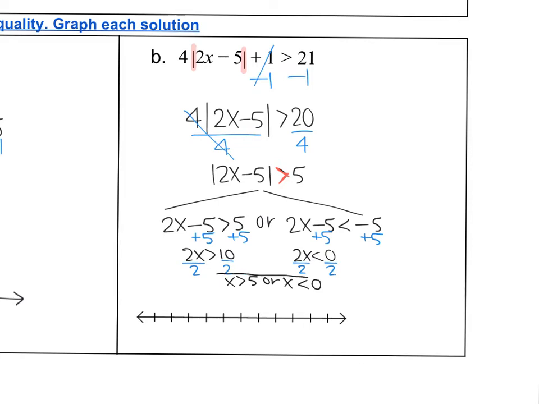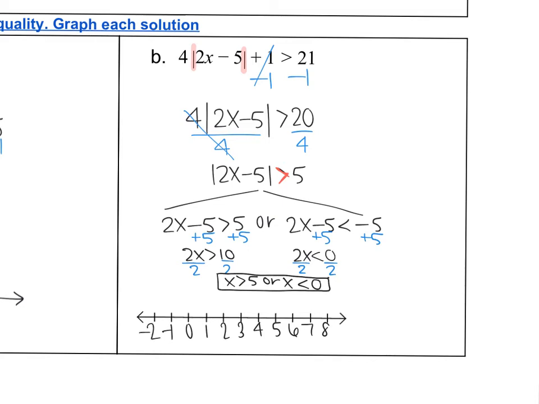So I was kind of running out of space, but there's my final answer. X is greater than 5, or x is less than 0. On a number line, I'll start with 0 here. 1, 2, 3, 4, 5. I'll keep going. Finish on the other side.